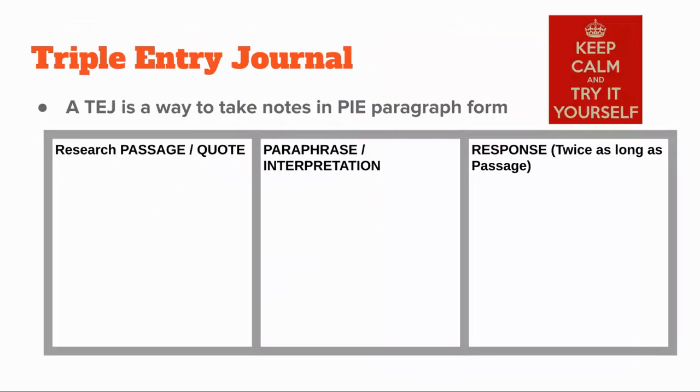Here is another review. A triple entry journal is a way to take notes in pie paragraph form. So like we learned from the previous essay, you can use this to take notes, and then in the end, you can come up with a topic sentence summarizing that third column to be the topic sentence for your pie paragraph.